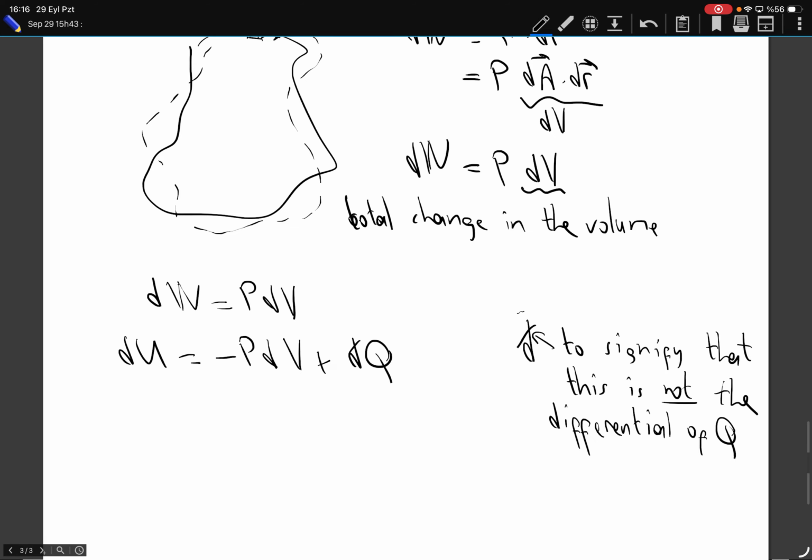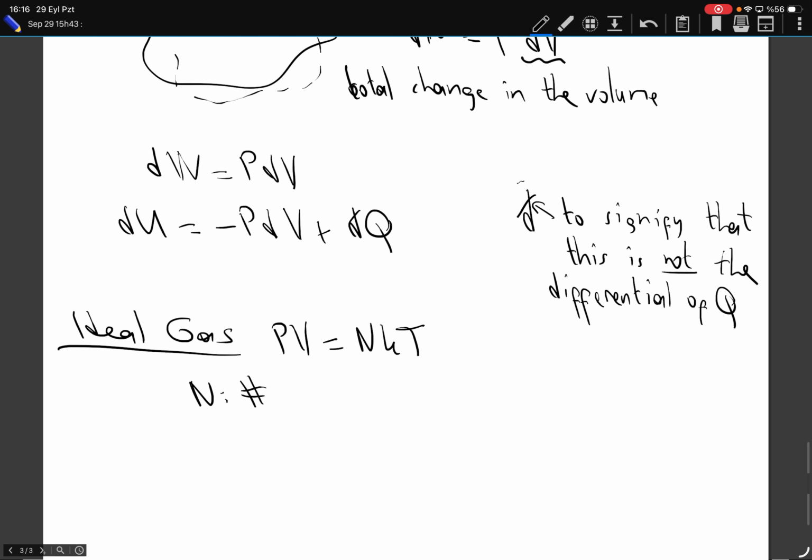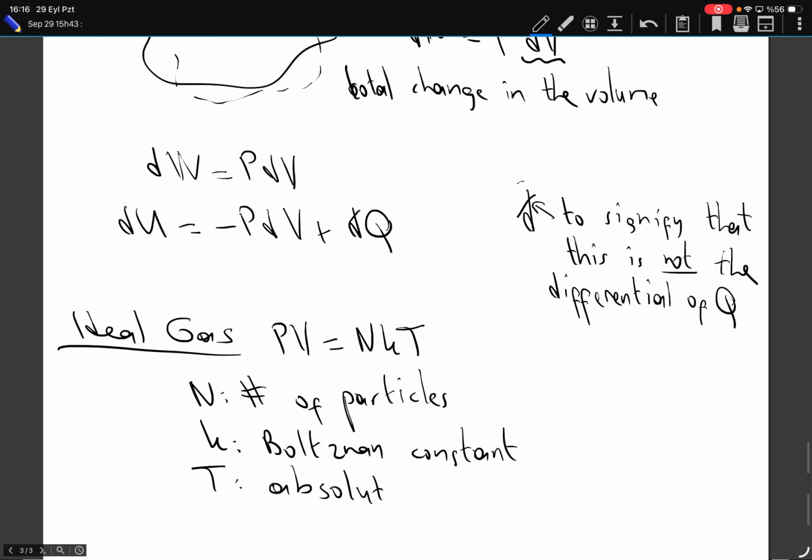So this already, for example, allows us to study certain systems. We'll be, as I said, dealing quite frequently with the ideal gas. Well, the ideal gas law relates pressure, volume, and the temperature of the gas. PV is equal to nKT. N is the number of particles. K is the Boltzmann constant. T is the absolute temperature. P is pressure, V is the volume of the gas.